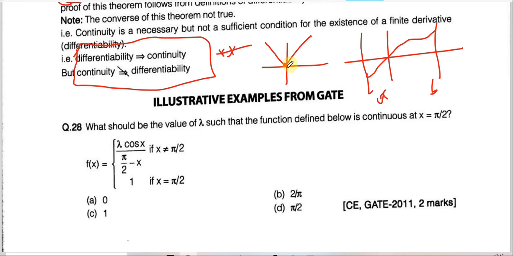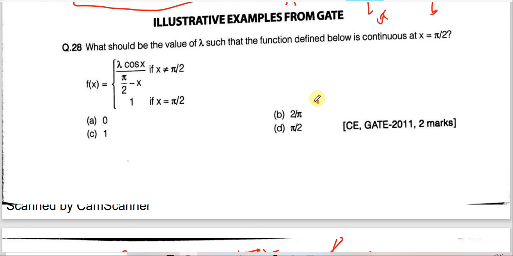Here it is not differentiable. What is the meaning of differentiable? At a single point there should not be two tangents. Here this is a tangent, and this is also a tangent. So let's jump directly to the problems.